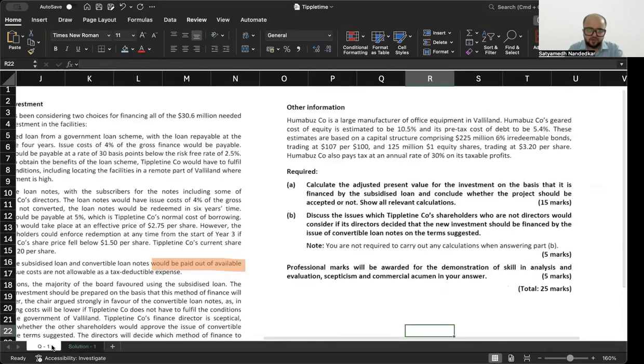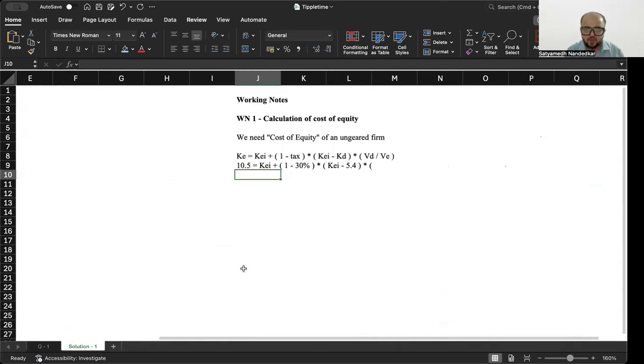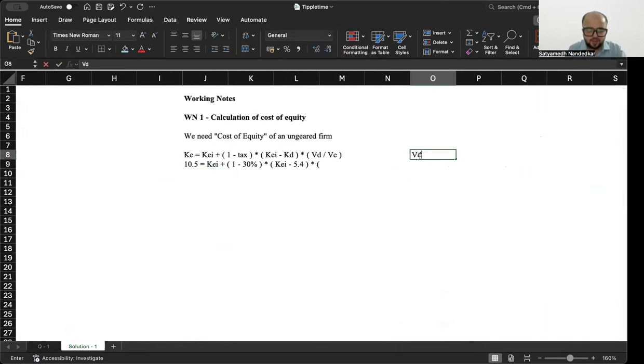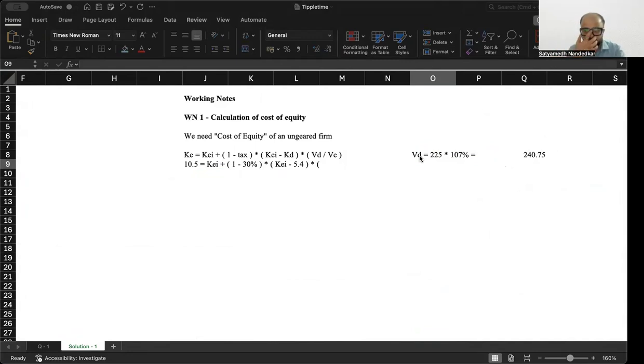Now, what is value of debt? 6% irredeemable bonds trading at 107 per 100. The face value of the bonds is 225 million. So what is the market value of bonds? It is 225 into 107%. How much does that come down to? It comes to 240.75.